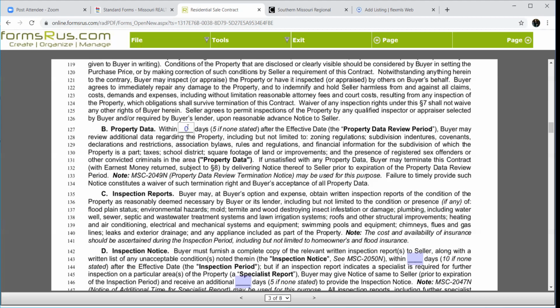Even if the other one has the $500 earnest money we talked about earlier, I'm going to choose the one with zero property data, or I'm going to counter the other one that they've got to change this, and I'll show you on our counter offer where we can change this. I'll just make a note of line 127.